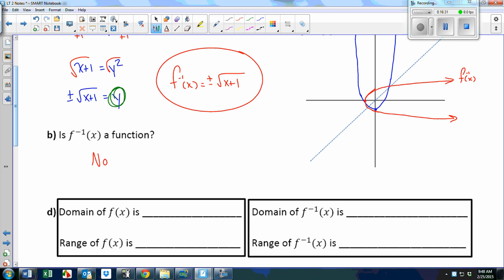It's not a function. No, because if you drew a vertical line right there, it would cross the inverse twice. So no, it's not a function.